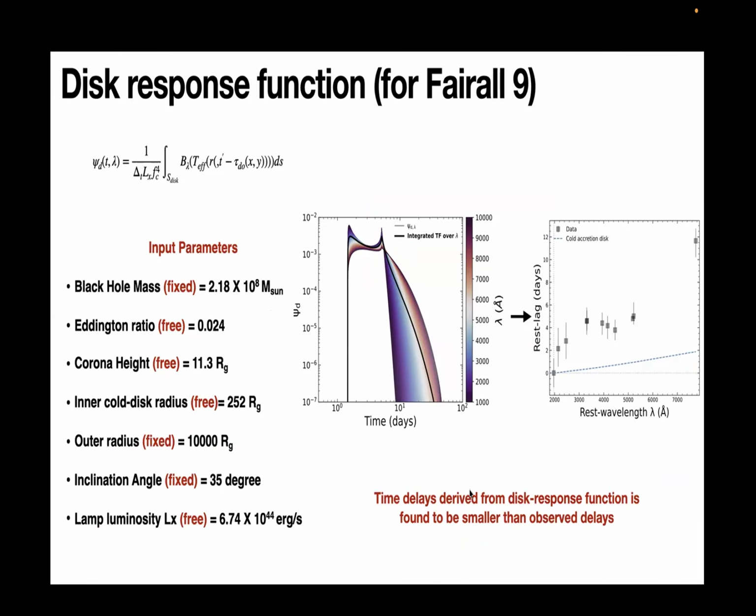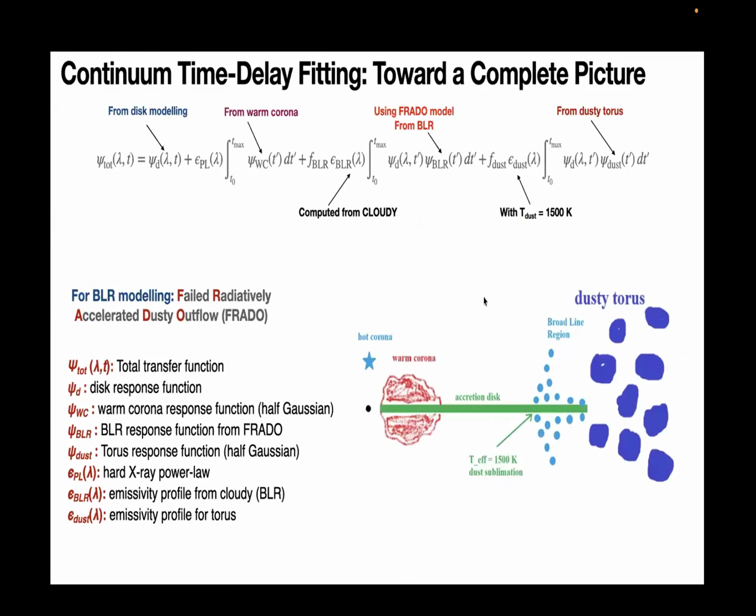So this is the accretion disk transfer function at different wavelengths. Then we measure the time delays at different wavelengths from this accretion disk transfer function, which is shown by this dashed blue line on the observed lag spectrum. And you can see that the inferred time delays are much smaller than the observed values. So to match the observed values, we are including the other reprocessing media as well.